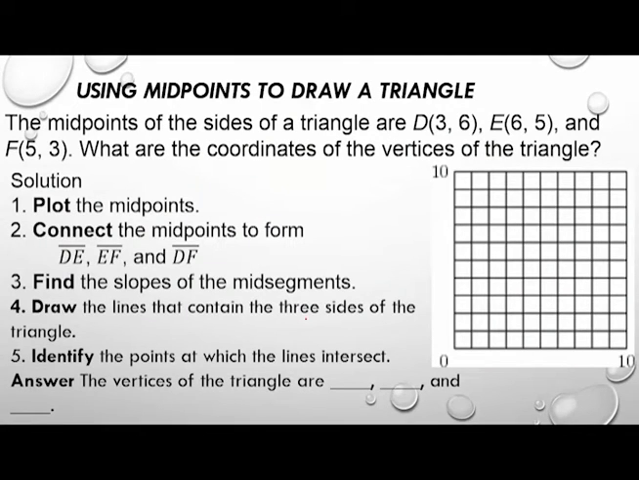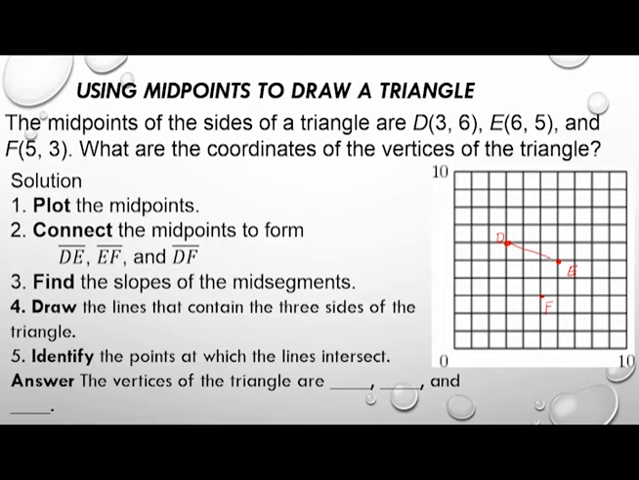Moving on, we are using midpoints to draw a triangle. We are given that the midpoints of the sides of a triangle are D (3, 6), E (6, 5), and F (5, 3). What are the coordinates of the vertices of the triangle? First thing is, we're given the steps here. It says plot the midpoints. So let's go ahead and plot the midpoints. D is at (3, 6), E is at (6, 5), and F is at (5, 3).